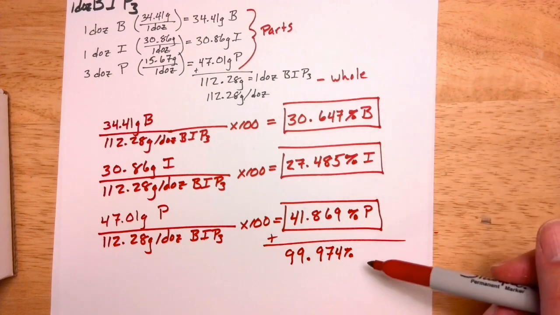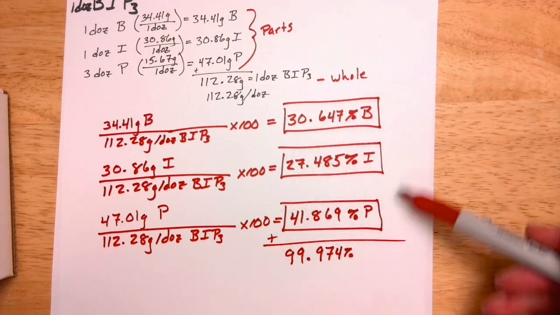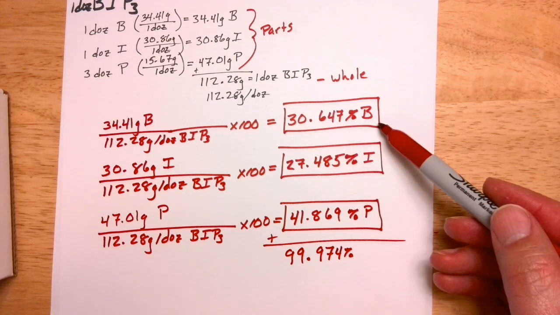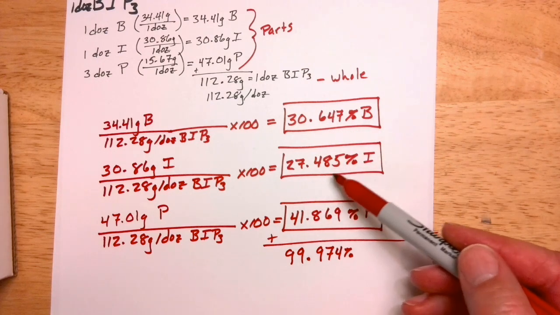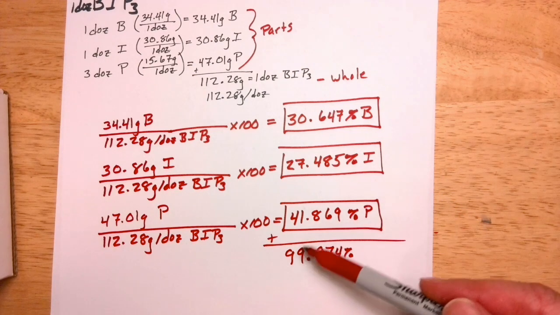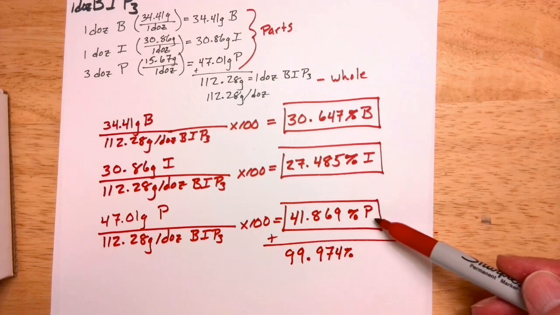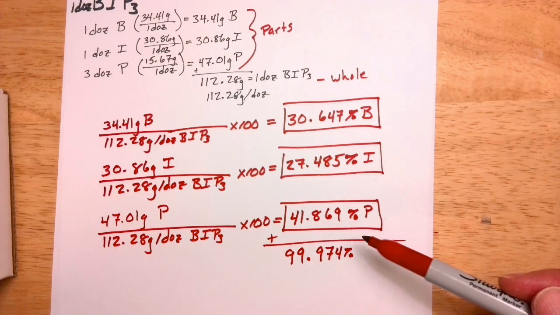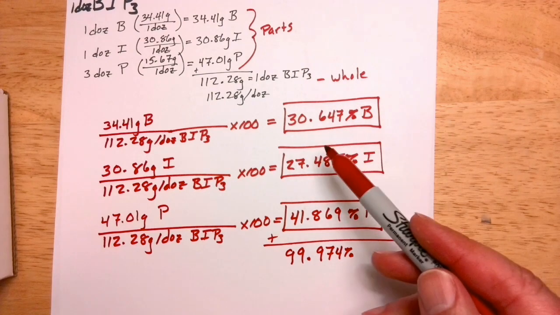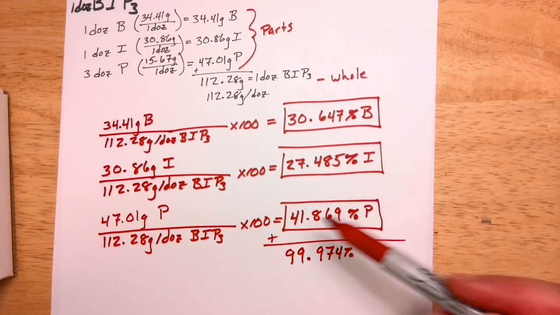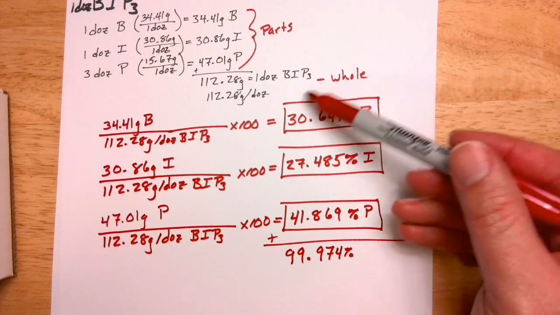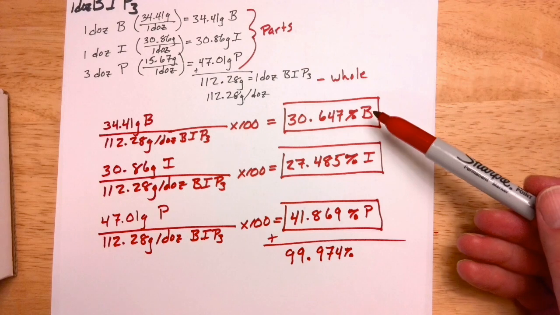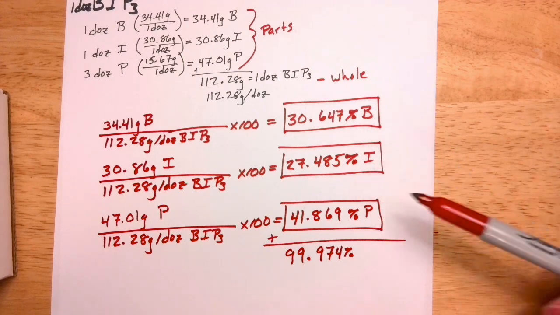But what this means is that if you have 100 grams of BIP3, 30.647 grams of it will be binder clips, 27.485 grams of it will be index cards, 41.869 grams of it will be paper clips. And this is going to play a big role in the next thing when we start getting into empirical formulas. So this is just one more stepping stone that's going to be leading on to something else later on. So if you have 100 grams of BIP3, this will be the mass of each one of those individual parts that makes up the whole thing.